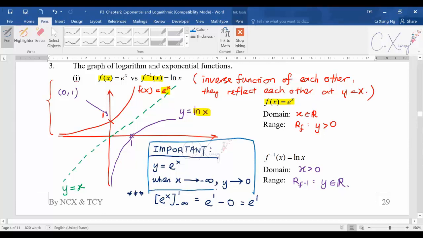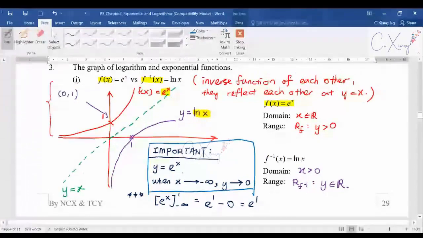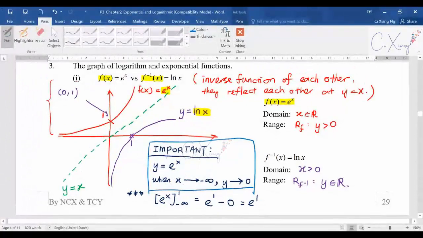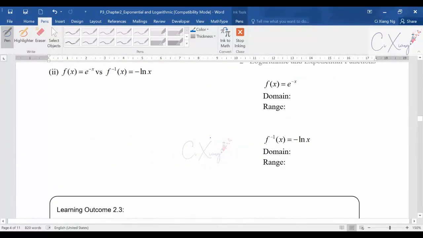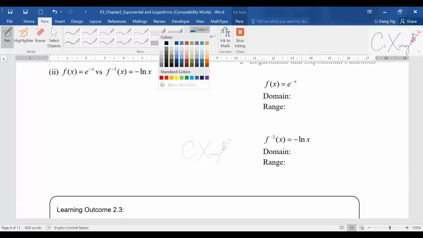This is one of the results that we use quite frequently, so I just want to remind you here first. Maybe you can copy this down and try to recall it later when we go to chapter 5. To me, this part is important: the graph itself and also this result. After that, we proceed to another graph, which is comparatively less important, but no matter what, we still learn about it.